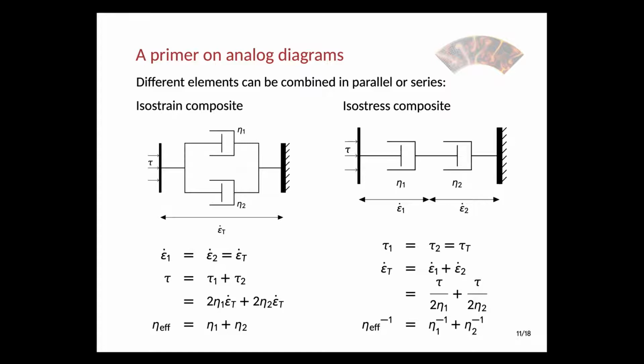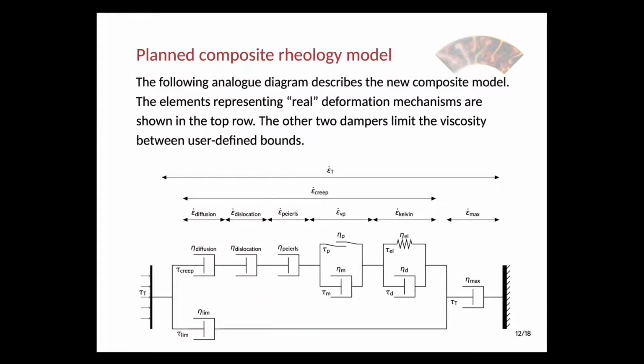On the right-hand side, you can see the isostress composite. Here we're putting the 2 elements in series with one another, and you can see that the stress is the same in both elements, and now you're adding up the strain rate from the first component and the second component to get the total strain rate. This ends up giving us our harmonic viscosity law, which we saw in the previous slide. You can see that this partitioning of the strain rate is what we actually want to do in our single rock materials. And in the next slide, you'll see what we have planned for the composite rheology model.